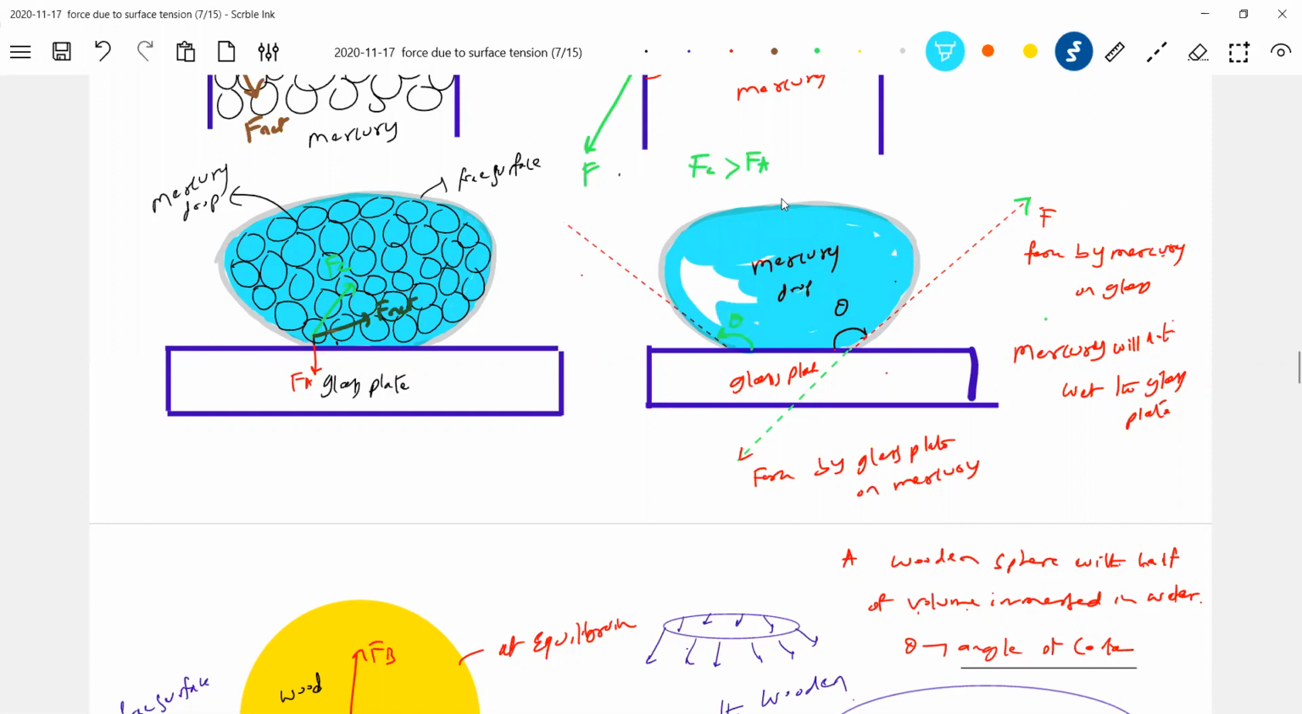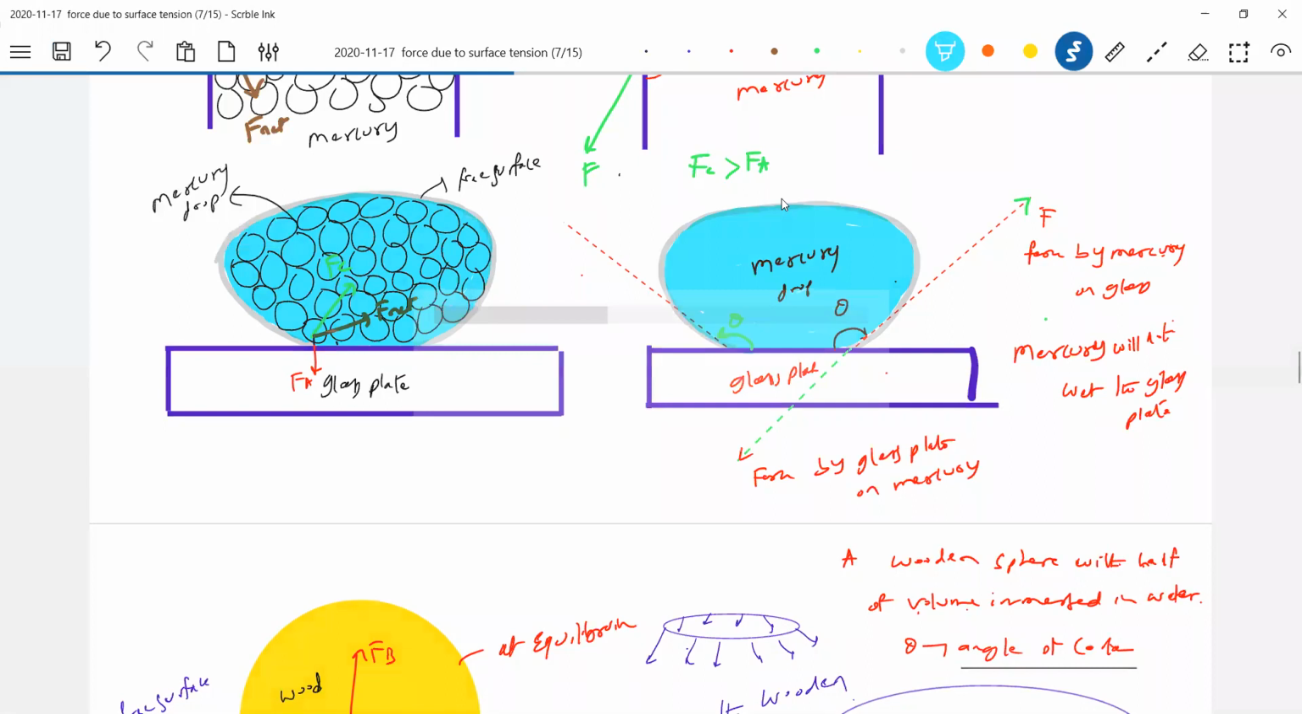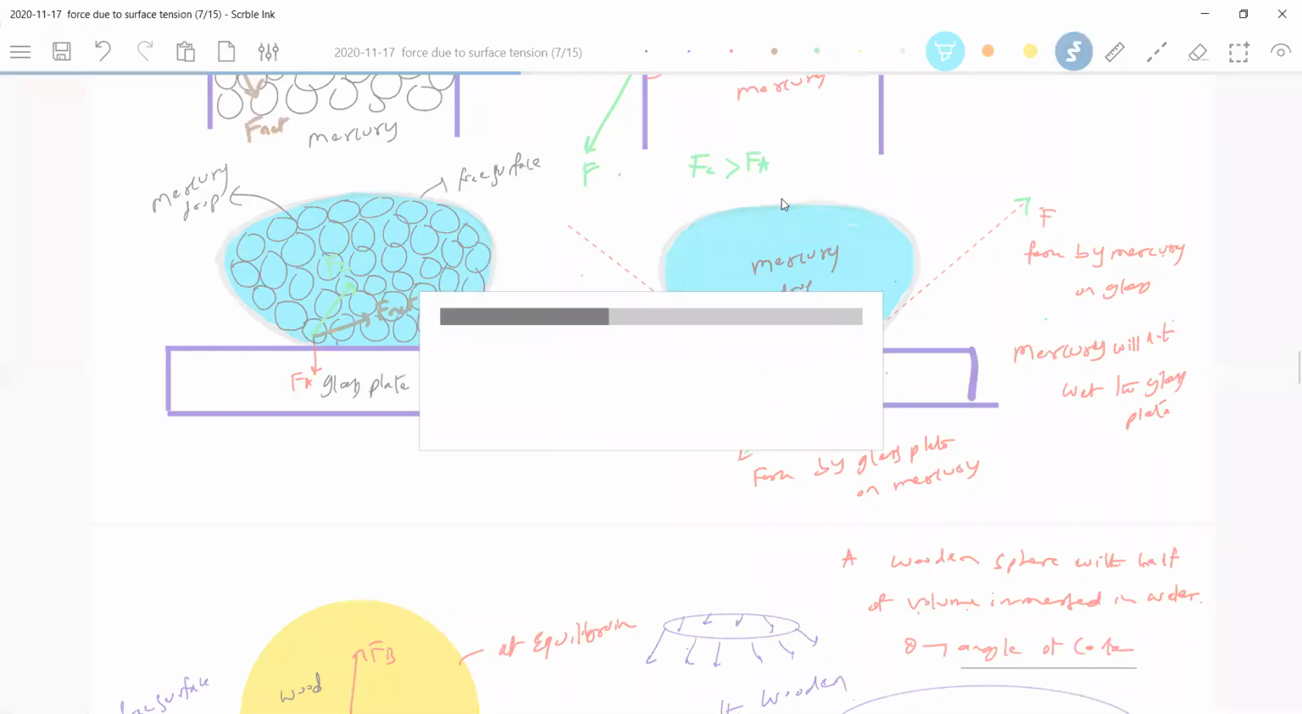Shall I stop the class? I think we can get ready for the next one. Okay, no. Please take help of the diagrams I drew.